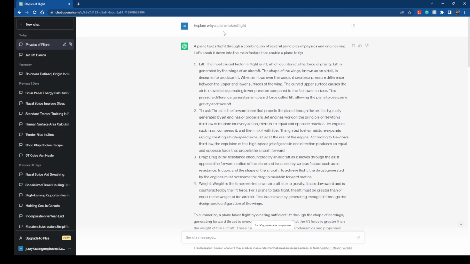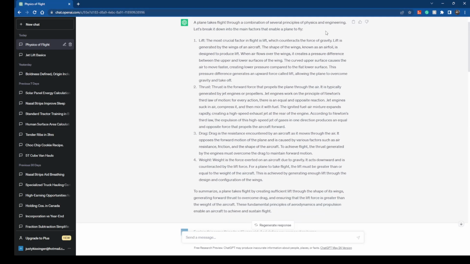Explain why a plane takes flight. Now, the answer it gave me took 10 seconds, if that, and here's all of the aspects of flight. But let's just pretend that I didn't like that answer. It threw me off. I knew there was something I didn't understand.